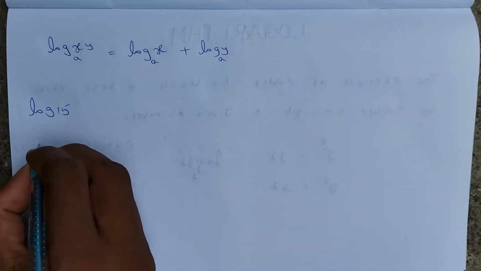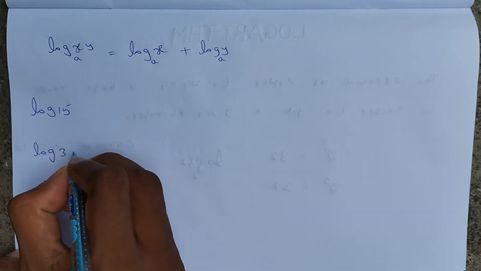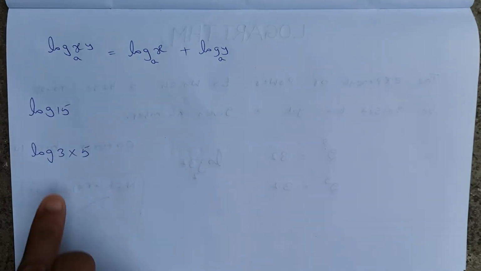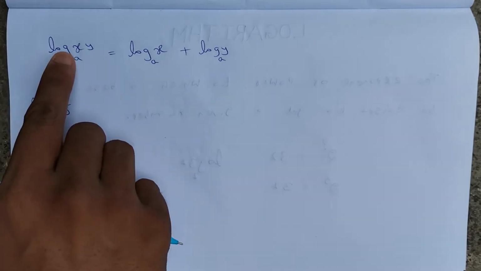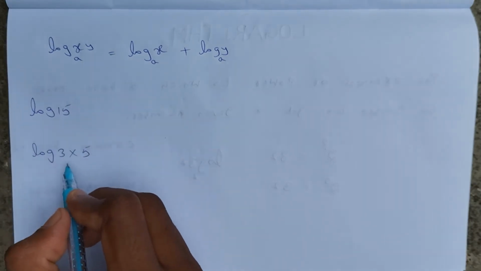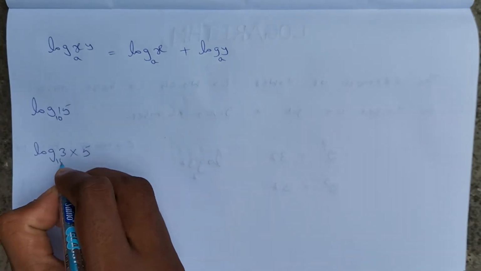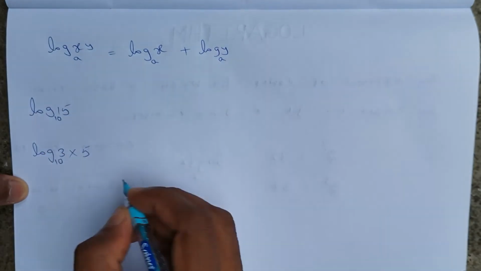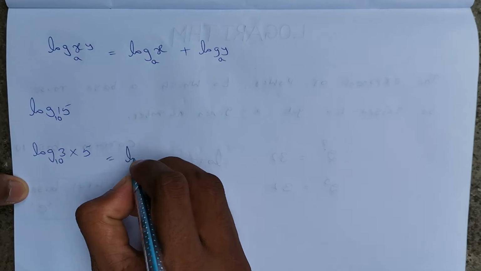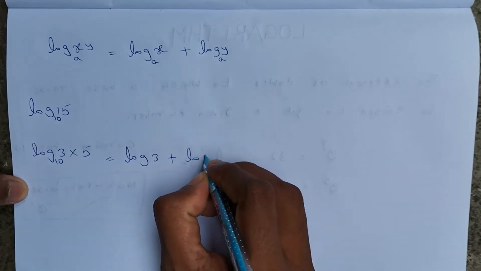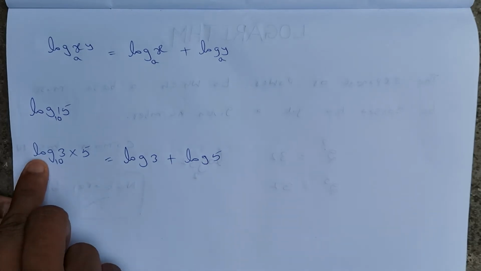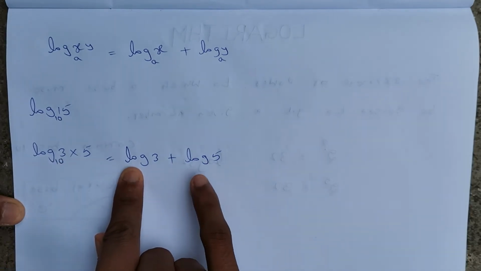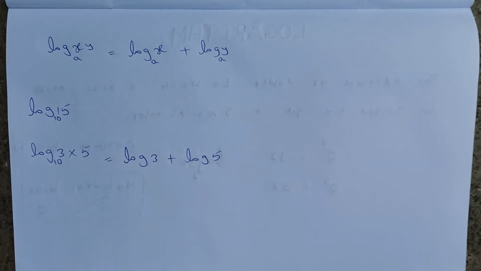Log 15. Log 15 can be written as 3 times 5. Now this log 3 into 5 is in the form of log xy with base a. Here no base is there, which means base 10 will be there every time. If in any question the base is not mentioned, compulsorily base 10 will be there. So we don't need to worry about that base. Now log 3 into 5 is in the form of log xy. So that is equal to log x plus log y. The same way, log 3 into 5 is equal to log 3 plus log 5. Here multiplication is there, and we need to do addition of it.